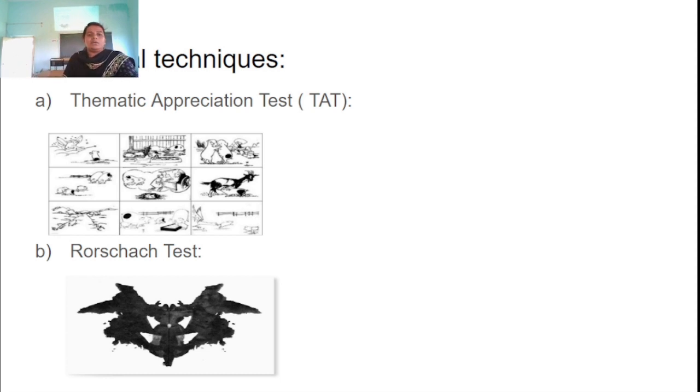Here, one more technique is there. It is called the pictorial technique. In this, various methods can be introduced. The first one is the thematic apperception test. Here, theme-based pictures will be scrambled and arranged. Here, what happens?